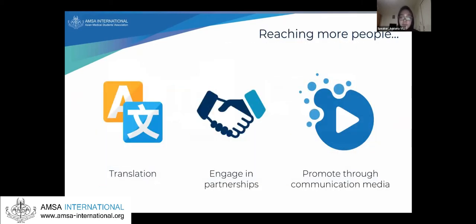And to reach more people, based on my experience, there are three tips. The first one is to engage in translation projects. This is especially important if your intended audience speak multiple languages. For example, here in Indonesia, many of us are actually speaking Indonesian as our second language.